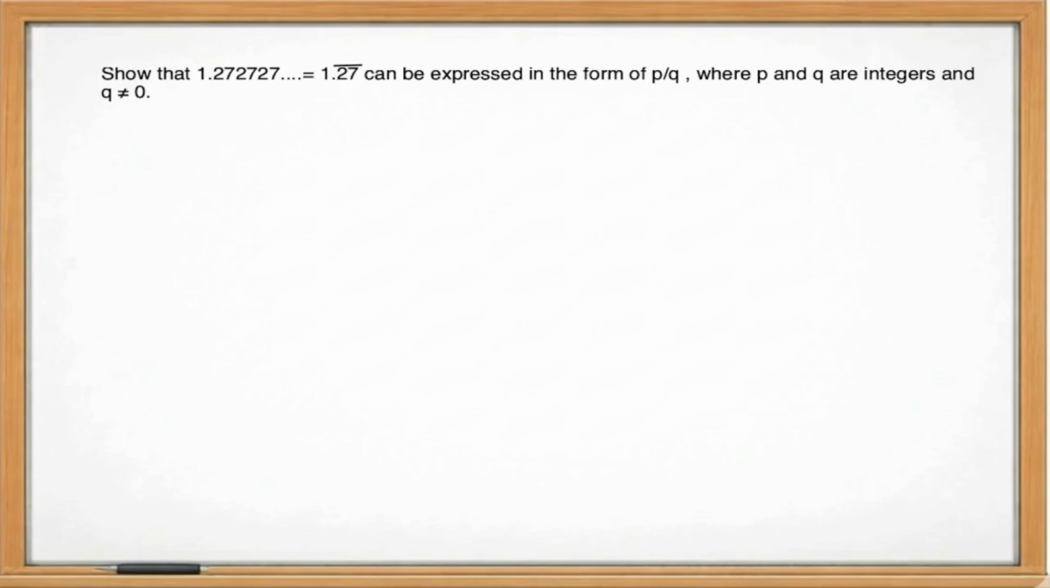Show that 1.272727... is equal to 1.27 bar, can be expressed in the form p by q, where p and q are integers and q not equal to 0. So here, let x equal to 1.272727... and let it be equation number 1.